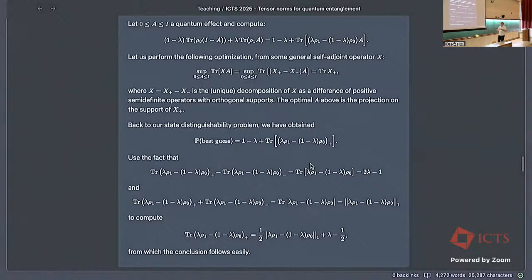Okay. Basically, don't worry too much about this technical proof. Maybe what's important here is this trick of decomposing into positive and negative parts.